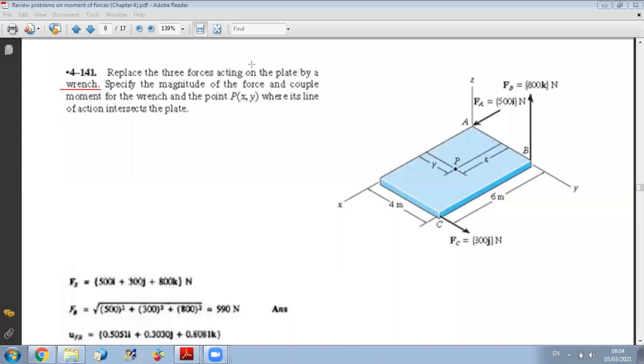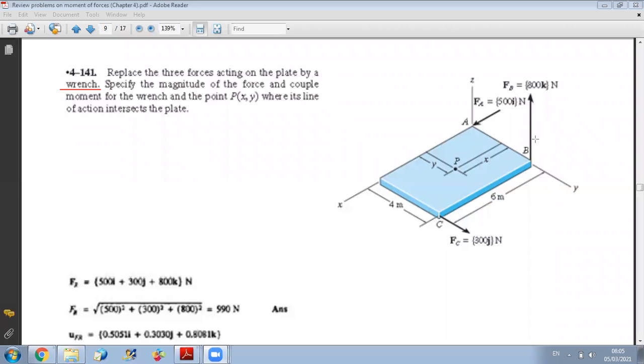Okay? So what we should do here, we should try to reduce our system of forces acting on the plate into one force and one moment vector that are parallel. Now, what they want us to find is the magnitude of the force and couple moment and the point of their application on the plate. So we have several unknowns that we should try to find. We have x and y unknown, and we have the magnitude of the couple. For the force, the magnitude can be easily calculated.